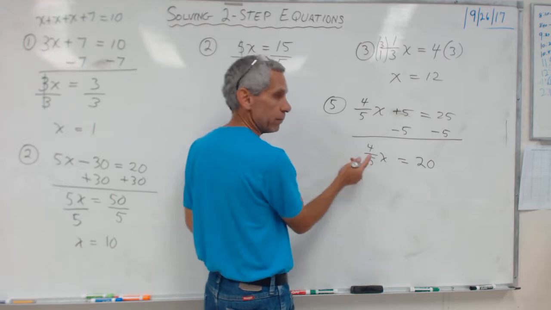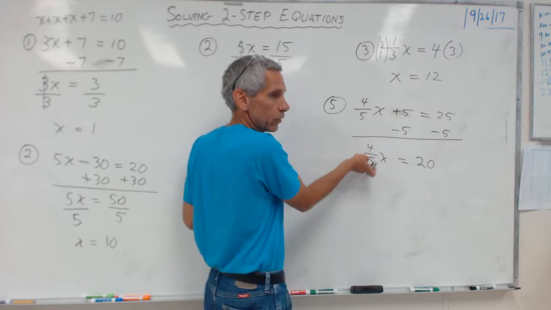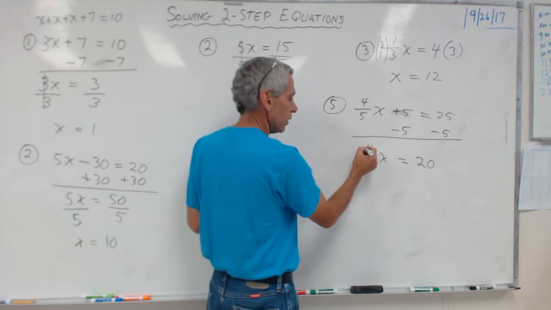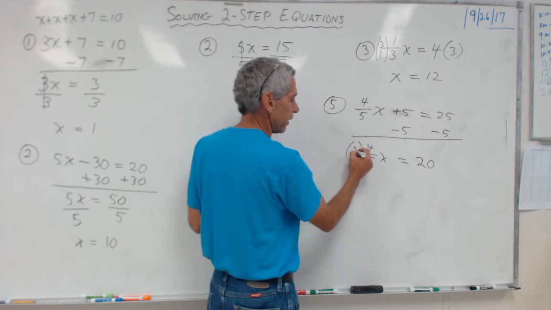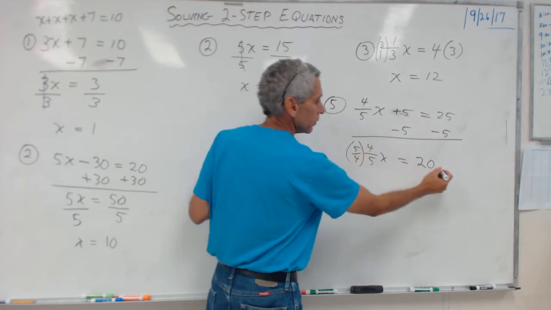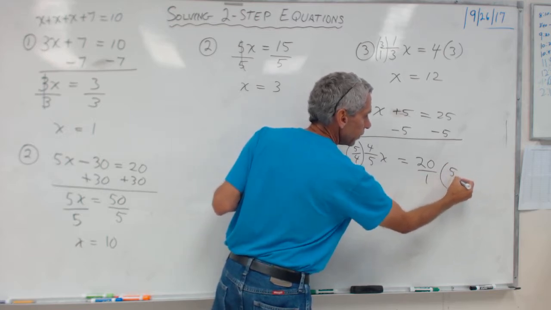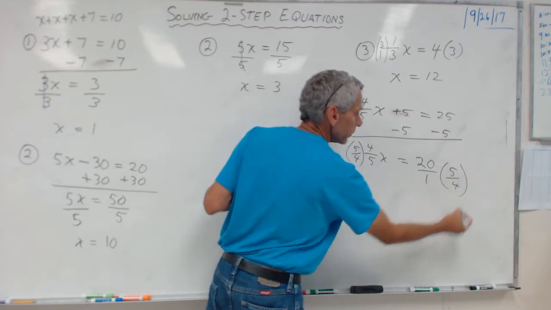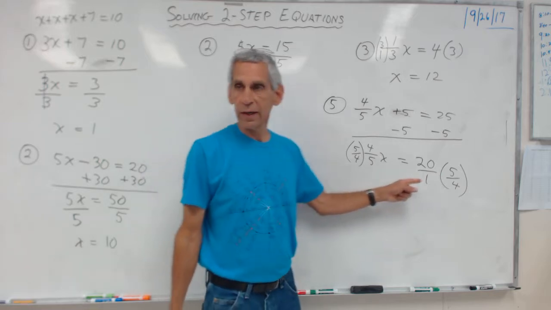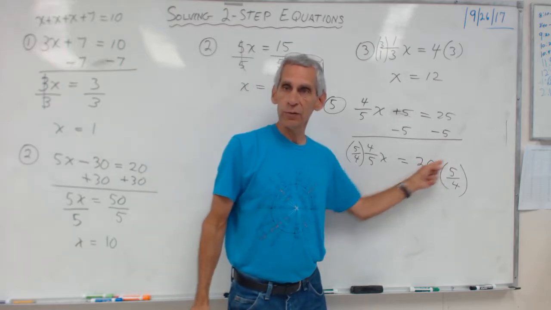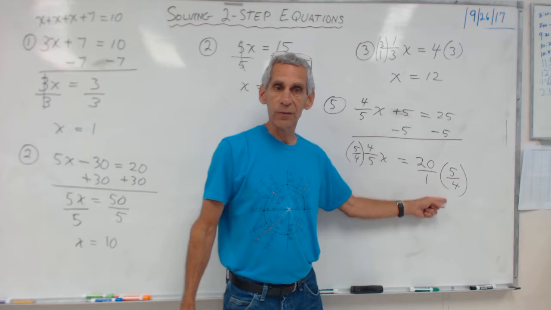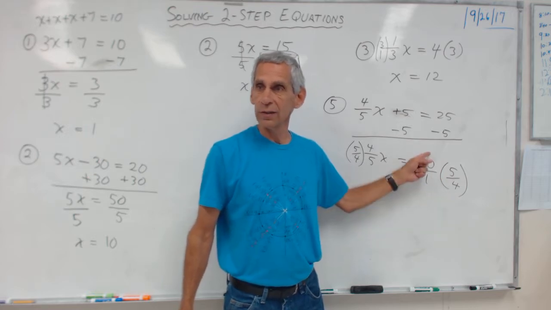So I'm going to multiply both sides by the reciprocal of 4/5. So I'm going to multiply this times 5/4. Now, remember what I said. Don't multiply them straight across yet. See if there's something downstairs that goes into something upstairs.